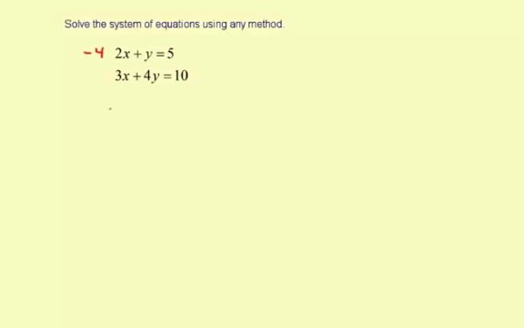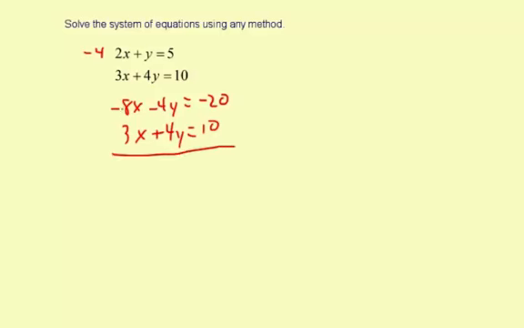So my new equation 1 will be -8x, and then -4y equals -20. Then I'm going to recopy equation 2, 3x plus 4y equals 10. And then I'm going to add: -8x plus 3x is -5x, -4y plus 4y, that's 0y, and then equals -20 plus 10, which is -10. So to solve, I'm going to divide by -5, and I'm going to get x equals 2.